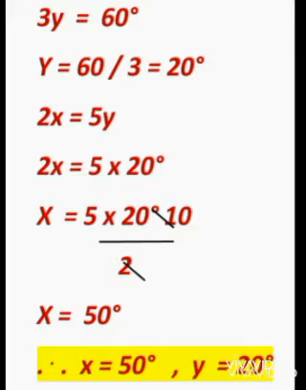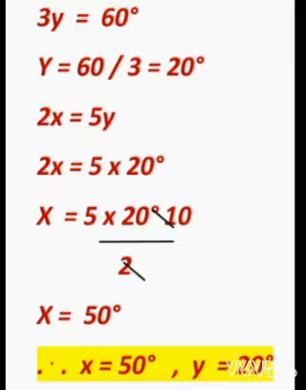Now let us transpose 3 to the other side. Then y is equal to 60 by 3. Now let us cancel here. 3 twenties are 60. So the value of y is equal to 20 degrees. Now you got the y value as 20 degrees, children. Now let us substitute this value of y in equation 2.